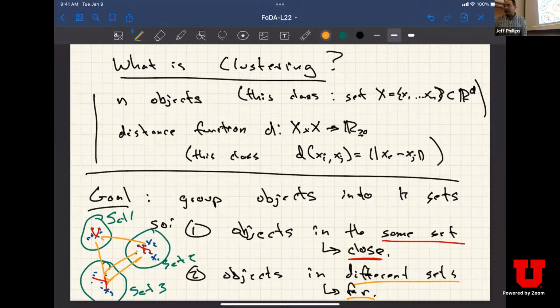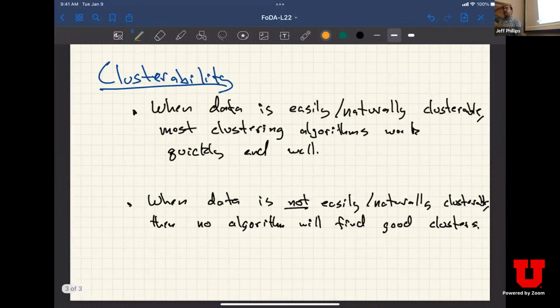Okay, my view on clusterability is that, I pre-wrote this up, it's a little wordy, but when data is easily or naturally clusterable, like the data objects are naturally in tightly packed clusters and they're separate from each other, whatever your objective is, then actually most algorithms work well and work pretty efficiently. When data is not naturally clusterable, then pretty much no algorithm is going to find good clusters. There might not be clusters in the actual data.